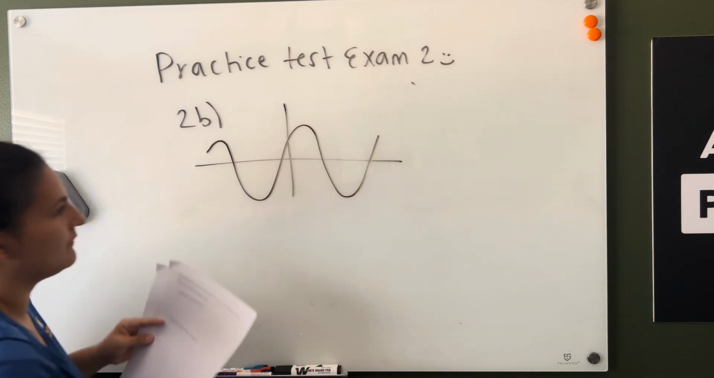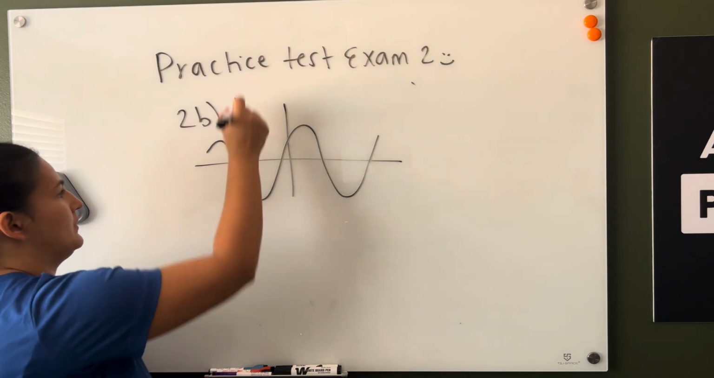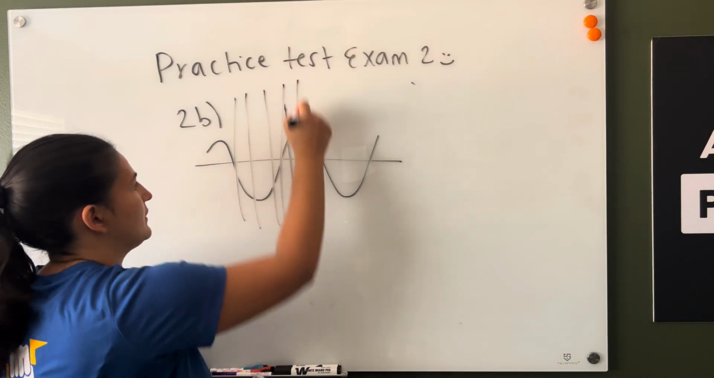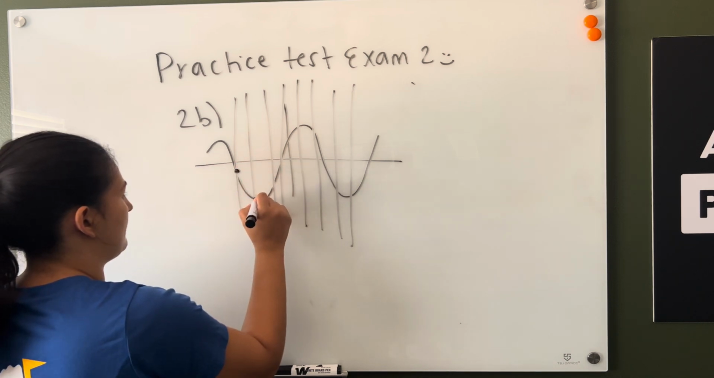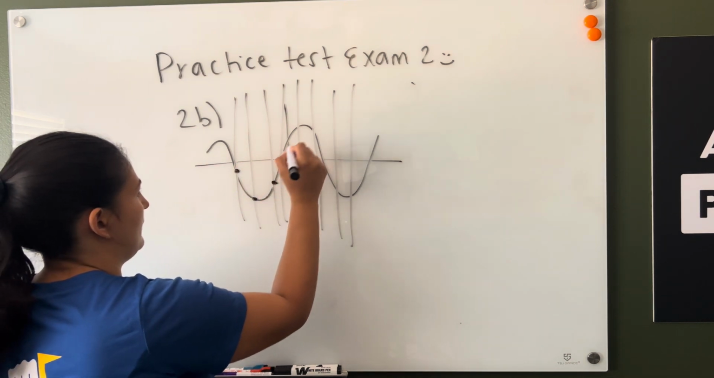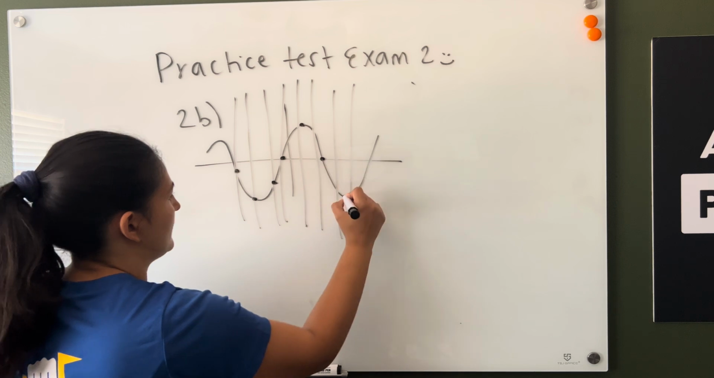All right, if you have a graph, you can check if it's a function by using the vertical line test. Make sure that there's only one point on every vertical line. In other words, every x value only has one y value corresponding to it.